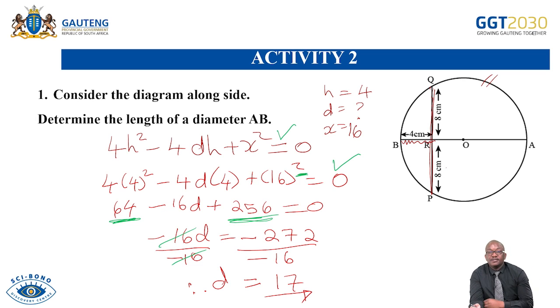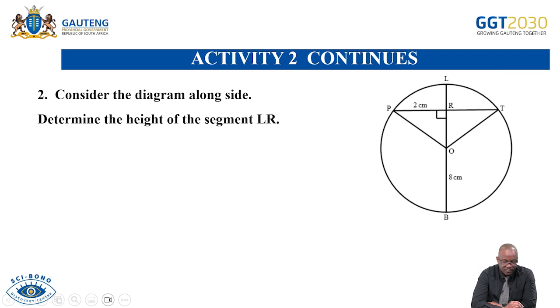Our diameter is going to be 17. It means 17 is our diameter. So that's how you calculate the diameter using that formula of the relationship between the diameter, length of the segment, the height of the segment and the length of chord. Okay? So moving forward now, we have another sketch here, and then activity 2 continues.